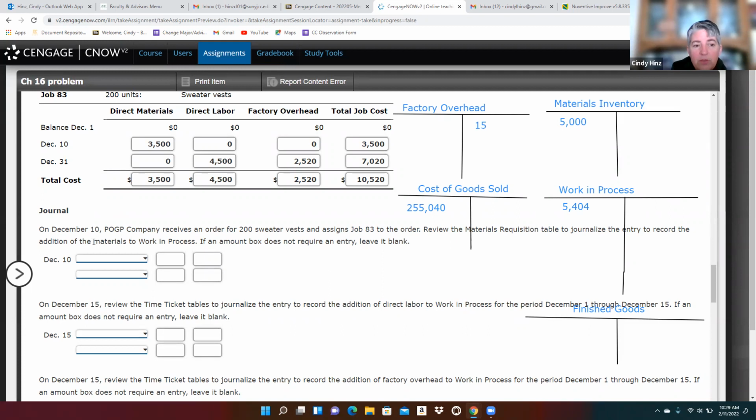The first thing we're asked to do is journalize the movement of the materials into work in process. So we know that it was $3,500 worth of materials. We would move that out of the materials, so credit to the materials inventory, and into work in process. And as I said, I'm going to put these into our T accounts at the same time. So our materials moved out of materials and into work in process. So credit to materials, debit to work in process for that journal entry.